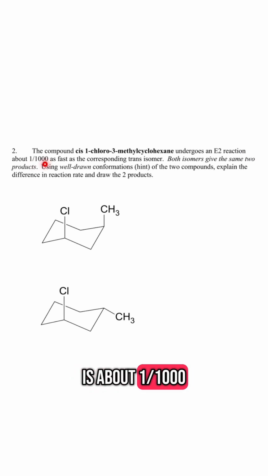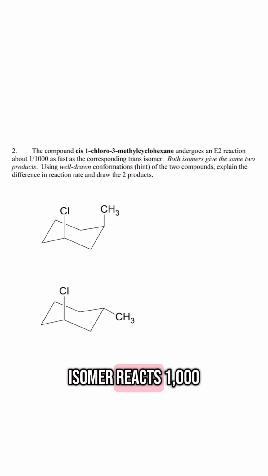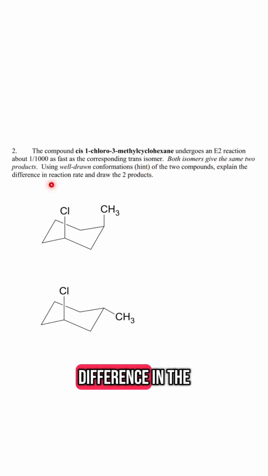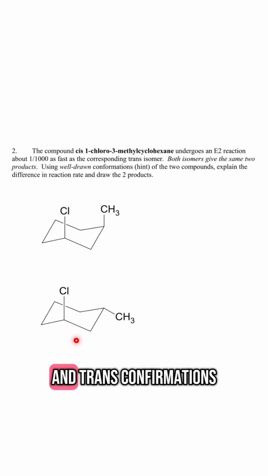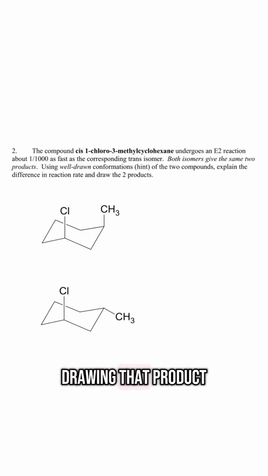That is about 1,000th as fast as the corresponding trans isomer. So the trans isomer reacts 1,000 times faster. Both isomers give the same two products. Using well-drawn conformations, that's our hint, explain the difference in the reaction rate and draw the two products. So I have both the cis and trans conformations right here. Let's start by drawing that product.